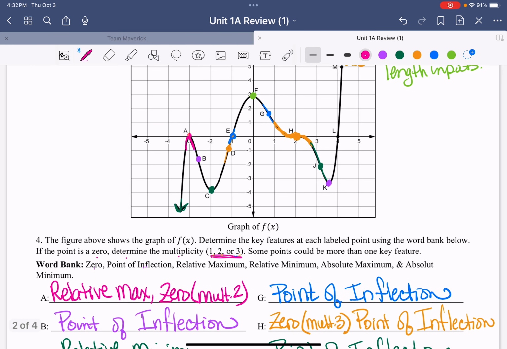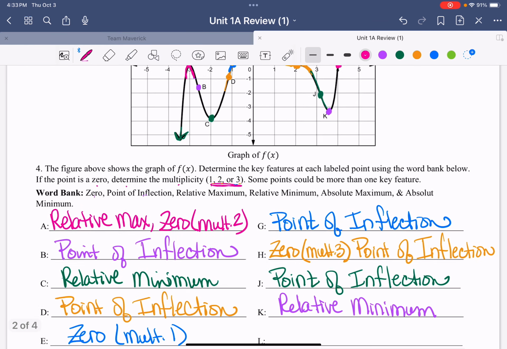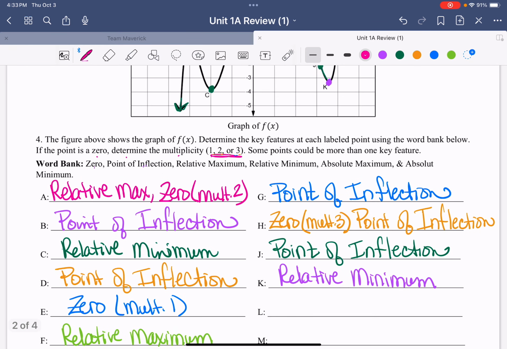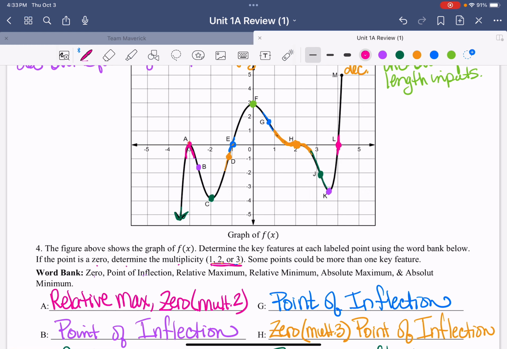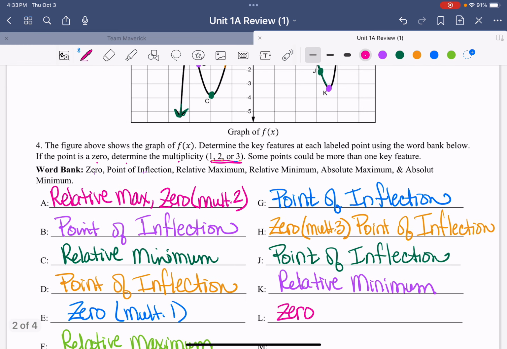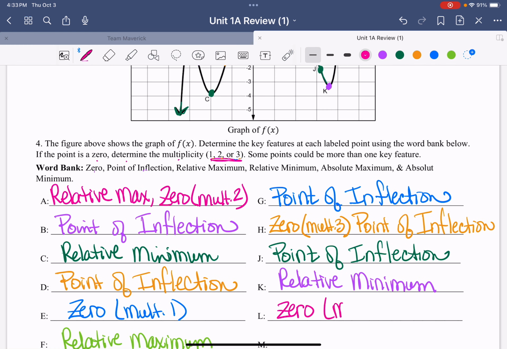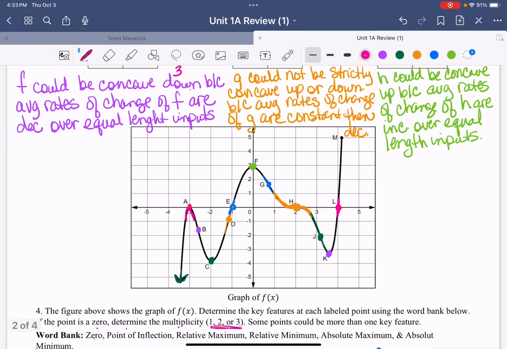L right here. That is a 0. And again, it's just a boring old pass-through, so it doesn't have a multiplicity, but since 1 is listed there, we will put that it is a multiplicity of 1. It is not a point of inflection because this is remaining concave up. There wasn't a change in concavity there.